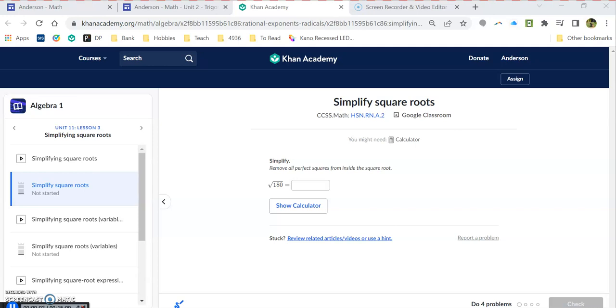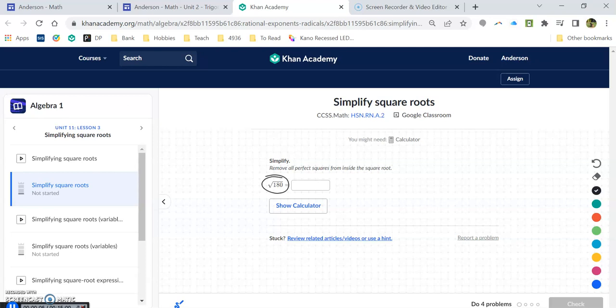Simplify square roots. So what we need to do is take this number right here, the 180, and try and figure out which perfect squares that we can factor out. Okay, so perfect square would be like what? 1 times 1 would equal 1. 2 times 2 equals 4. 3 times 3 equals 9.